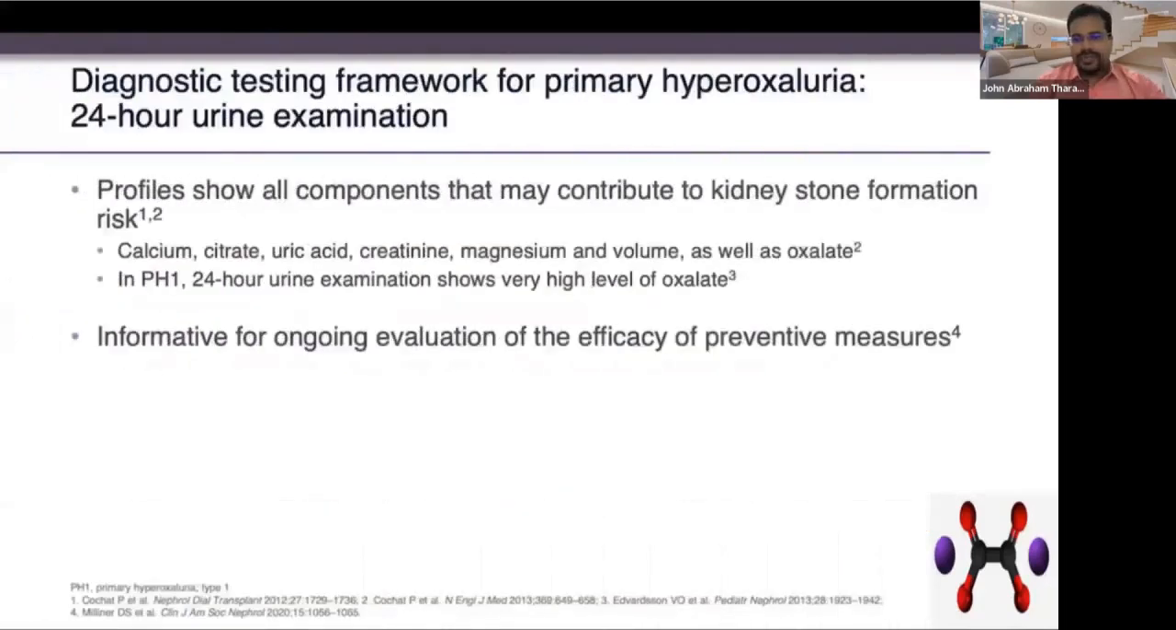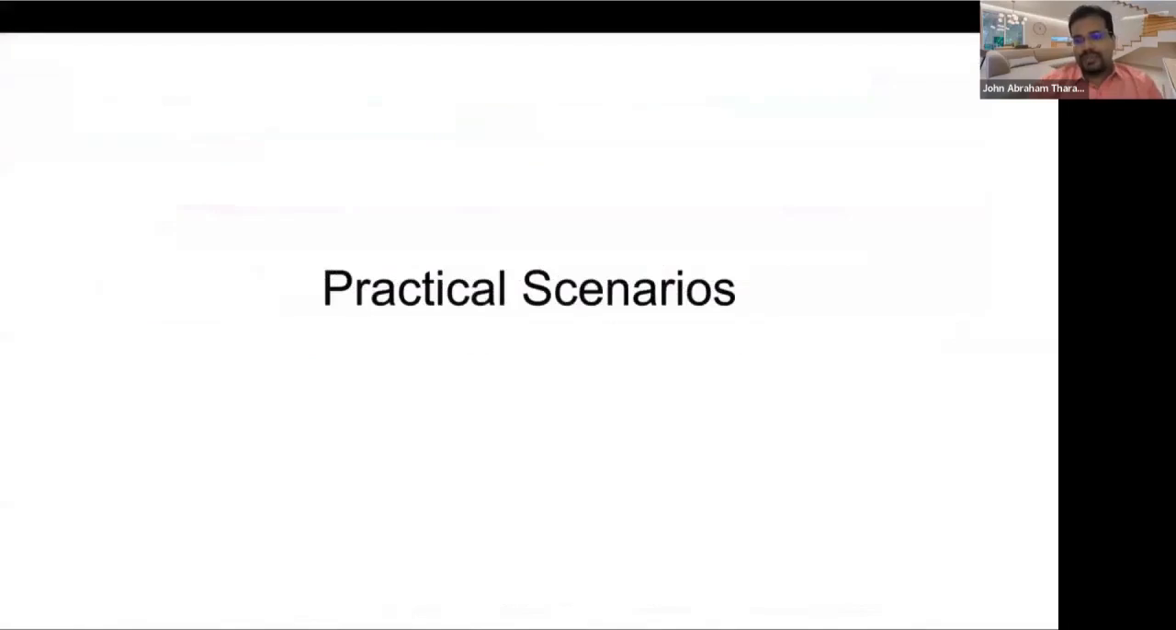The diagnostic testing framework for primary hyperoxaluria: the profile will show all components that may contribute to kidney stone formation. The patient comes to your clinic for kidney stones. You do calcium, citrate, uric acid, creatinine, magnesium, volume, as well as oxalate. And in PH1, the 24-hour urine examination shows a very high level of oxalate, and it is informative for ongoing evaluation as well as for preventive measures.